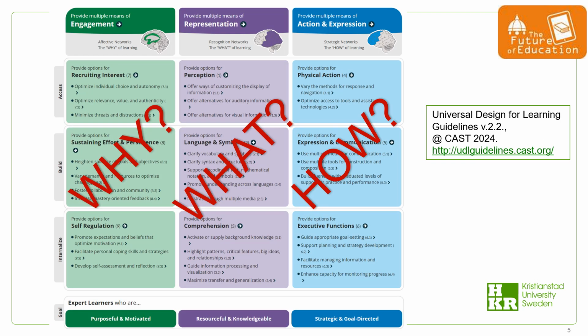For each of the core principles, there are associated guidelines provided by CAST, which stands for Center for Applied Special Technology. I will not go into details, but I just put the main questions of learning. The first principle, engagement, applies the why questions. So why should I learn? The second one, representation, is responsible for the what questions. What should I learn? And the last one, action and expression, is responsible for the how question. How should I learn?